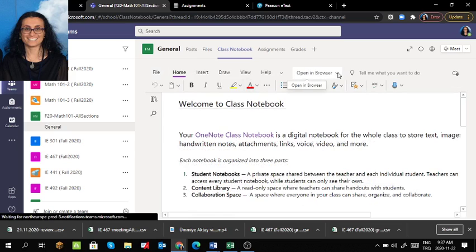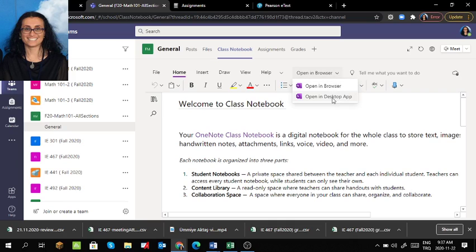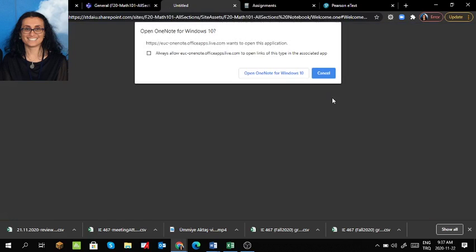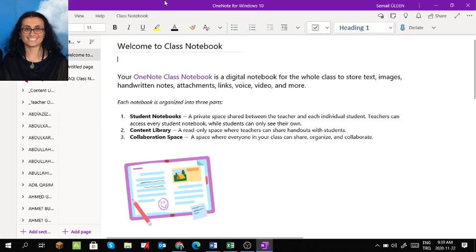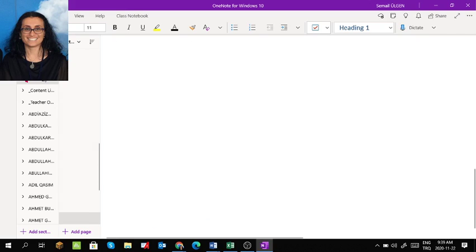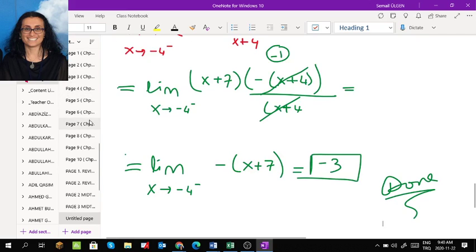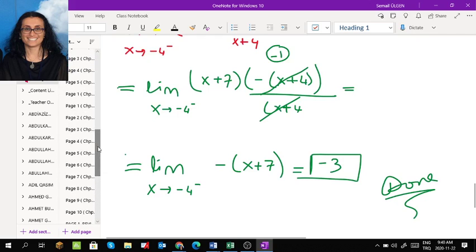I'm going to open it in the desktop application. Okay, this page opens up, and I'm using this collaboration page, where you can see all these notes. And today we are going to go over some review.